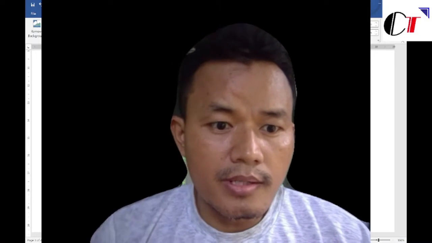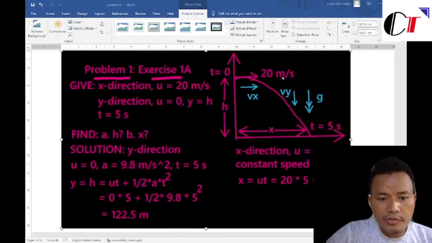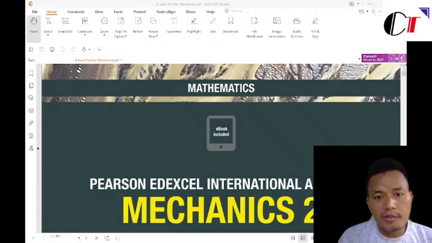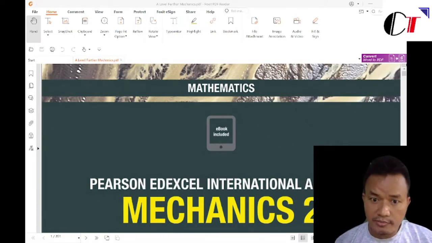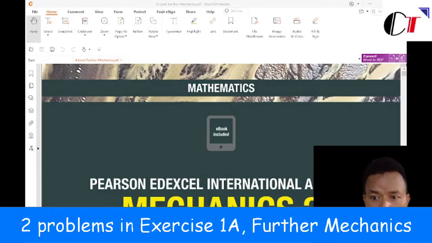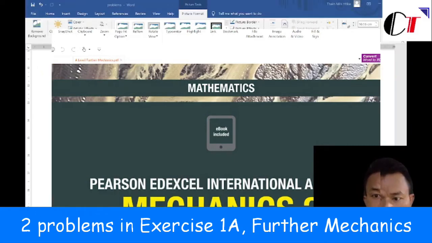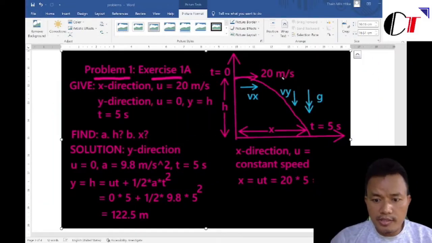And in these lectures, we will use the textbook from Pearson Edexcel International, Further Mechanics 2. We have done some of the foundation necessary for projectile motion, which is in chapter 1, and we have also already done some of the problems. In this video, we are doing 2 problems from exercise 1A of the textbook. So now let's look at problem 1 straight away.